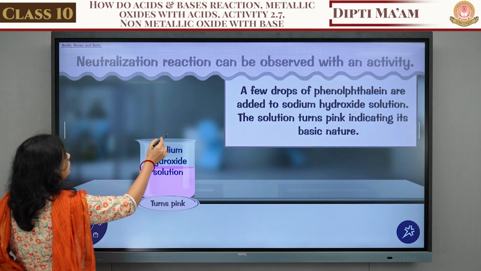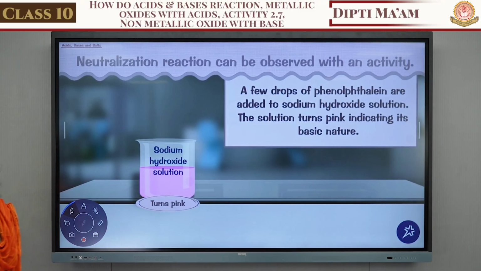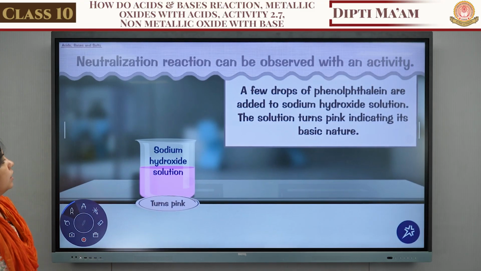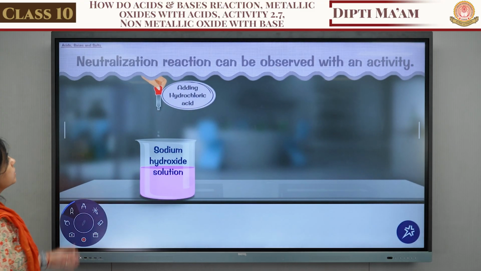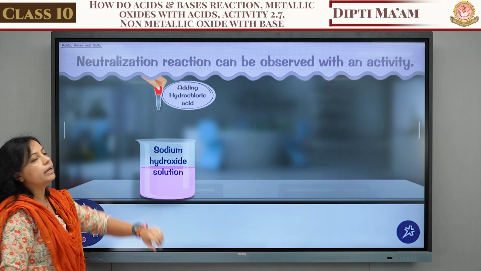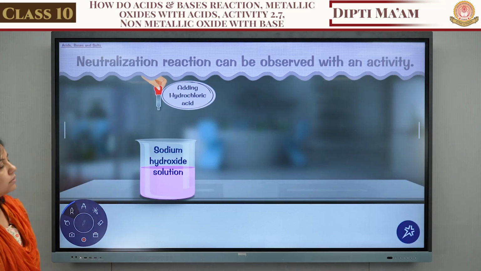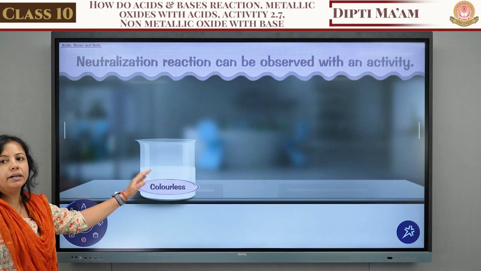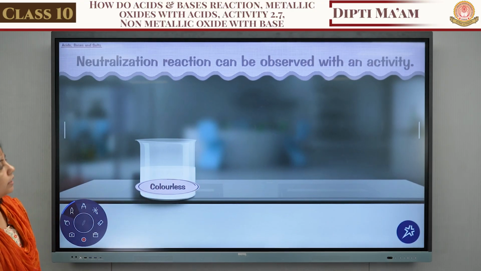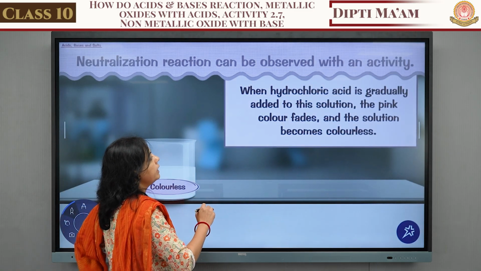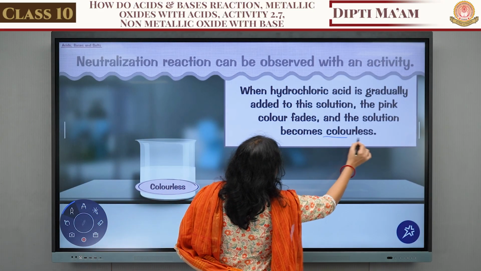So if we add phenolphthalein drops to this sodium hydroxide solution, the solution turns pink. That means this solution is basic in nature. Now the next thing: suppose we add hydrochloric acid, that is HCl, instead of the phenolphthalein. Then after some time you observe that the pink solution is converted into colorless. That means when hydrochloric acid is gradually added to this solution, the pink color fades and the solution becomes colorless.